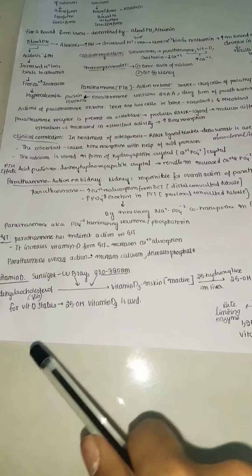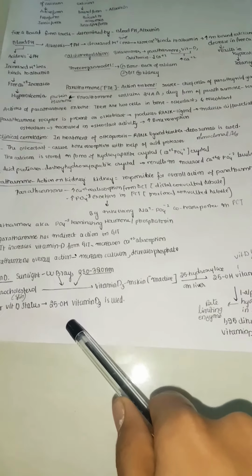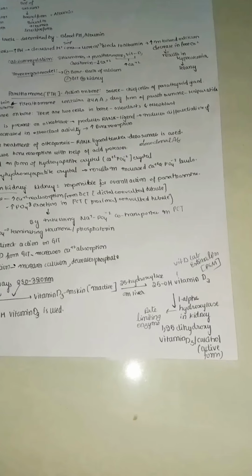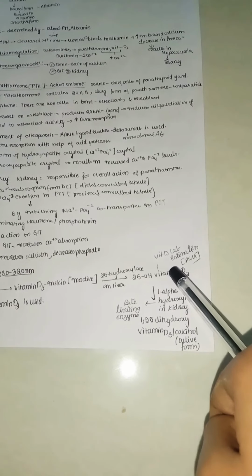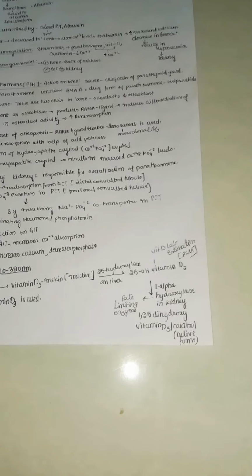For vitamin D status, 25 hydroxy vitamin D3 is used. Vitamin D3 in the skin is inactive, and after getting into the liver, by means of 25 hydroxylase, this inactive vitamin D3 is converted into 25 OH vitamin D3, which is used for vitamin D lab estimation. This is in our community medicine, we can integrate it. So for lab estimation of vitamin D, we mainly use this 25 OH vitamin D3.